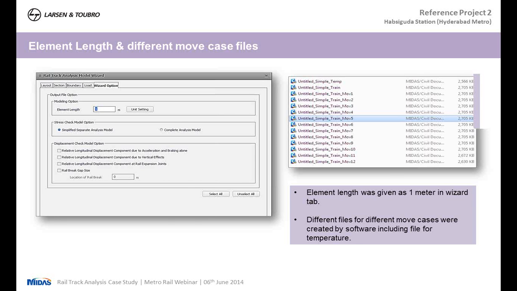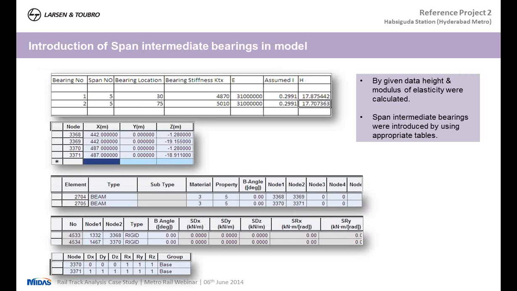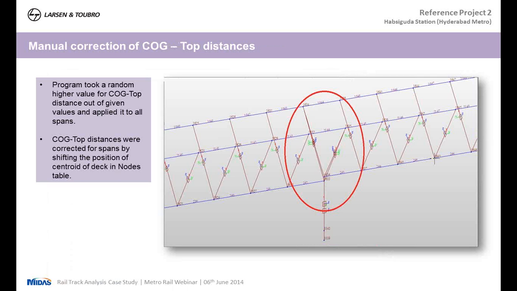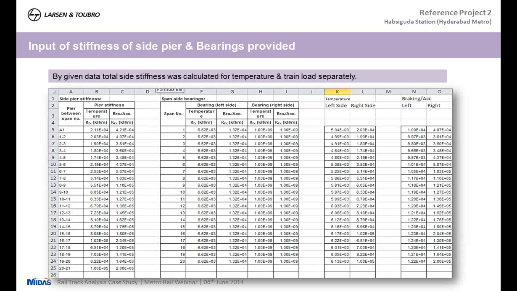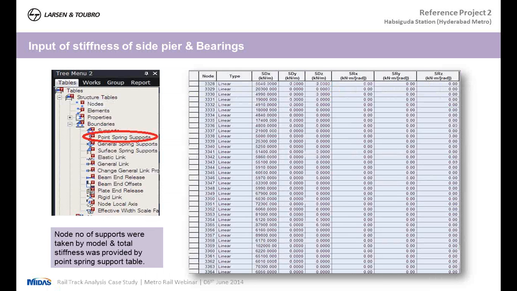There were some span intermediate bearings in the entire considered patch. So those were again introduced in the model by using nodes, elements, elastic link, and support table. Manual corrections of COG to top distances were again done as per the first project, because the program took a random higher value for COG to top distances. This was the input of side pier and bearing stiffness for this project. Total stiffness was provided by the point spring support table, by taking node numbers of the support table from the model.